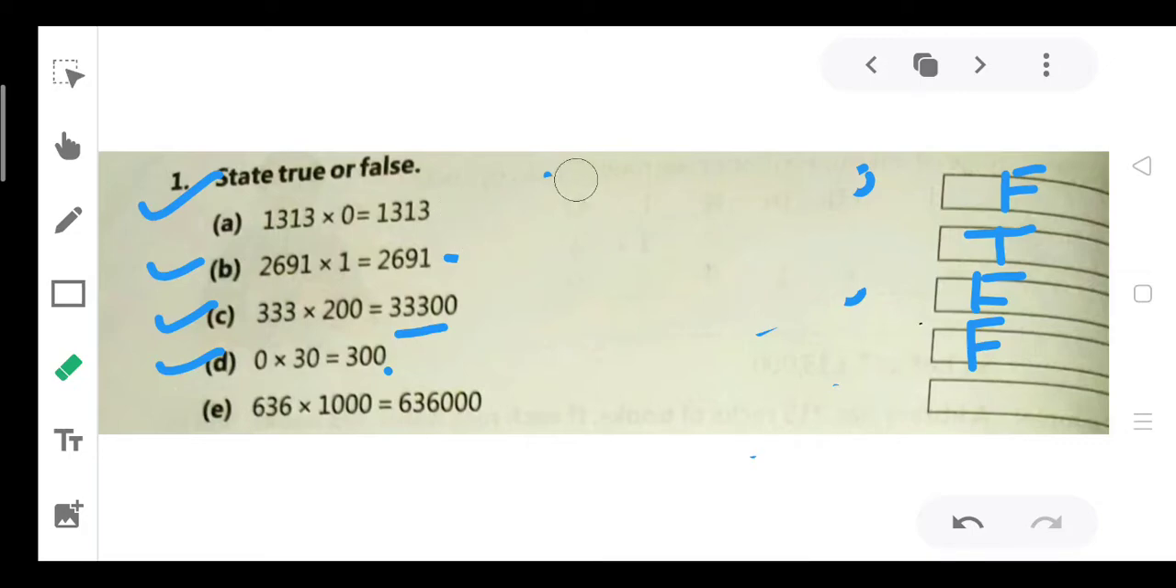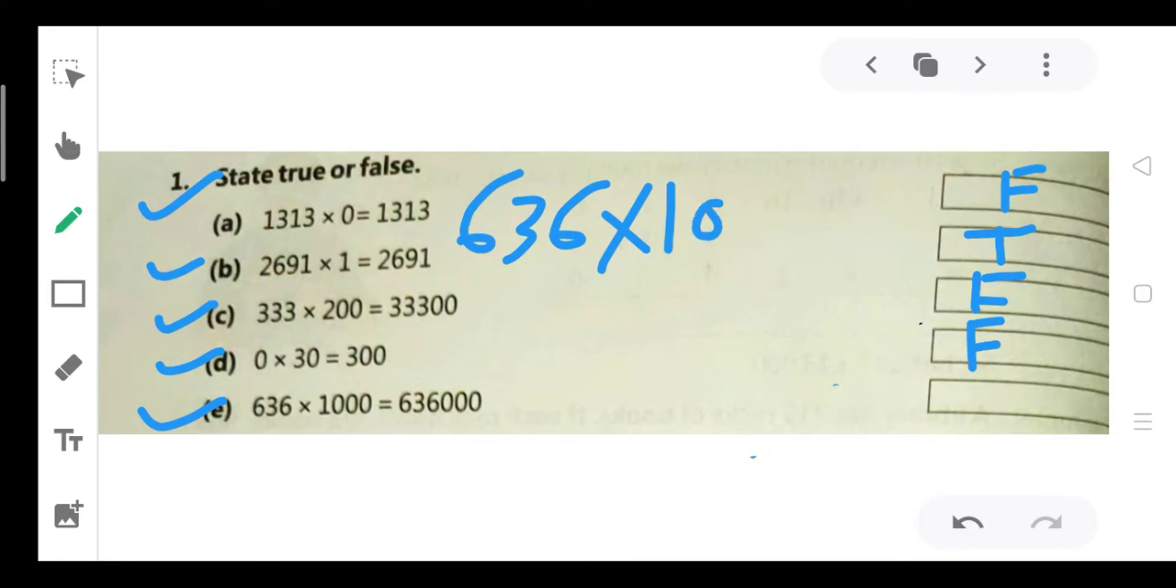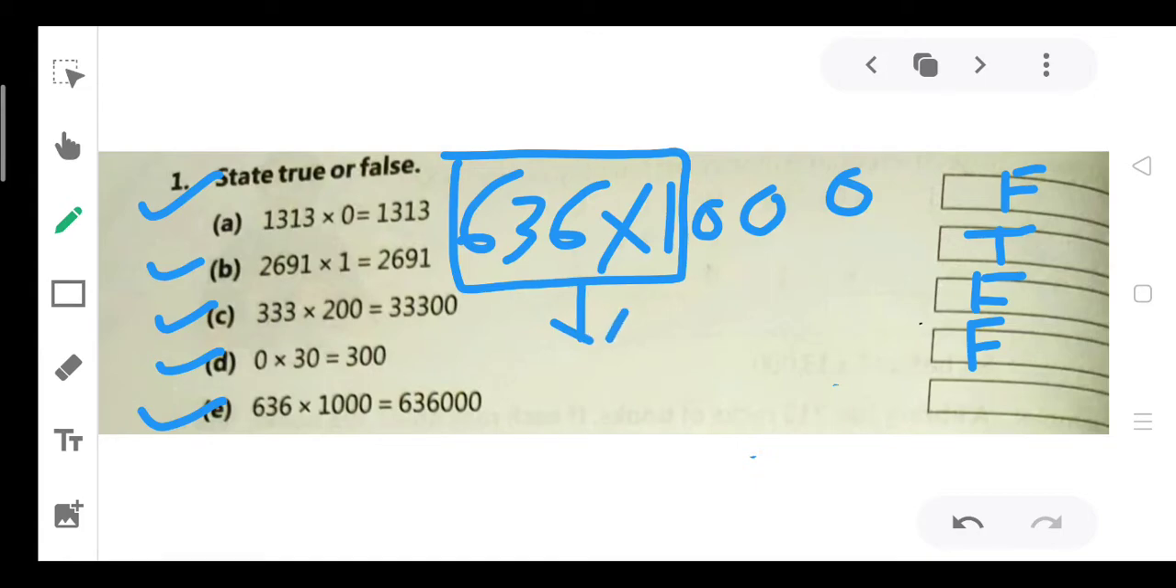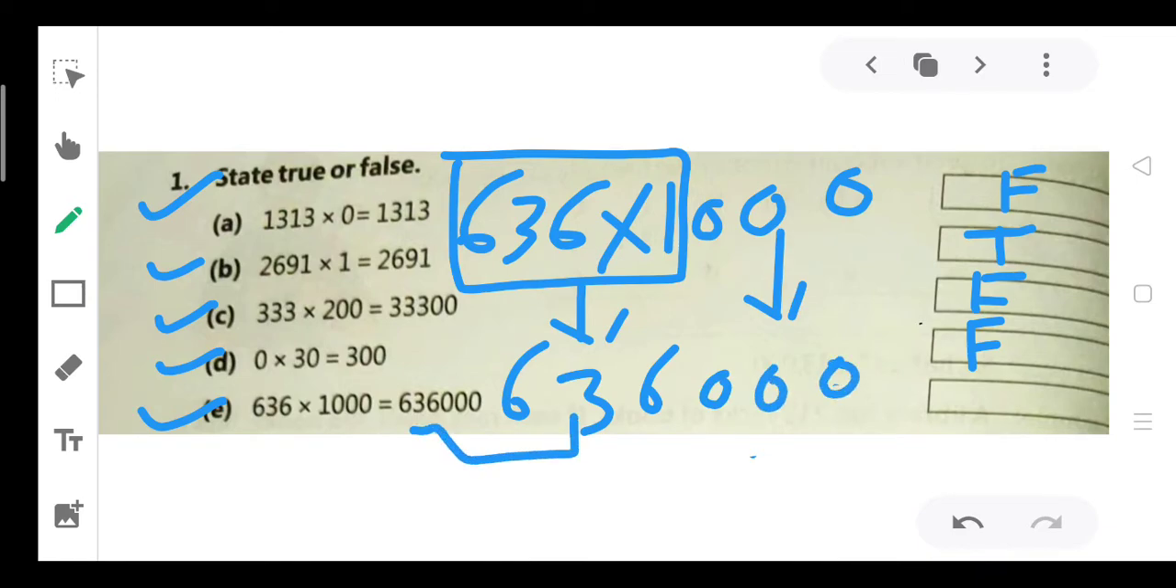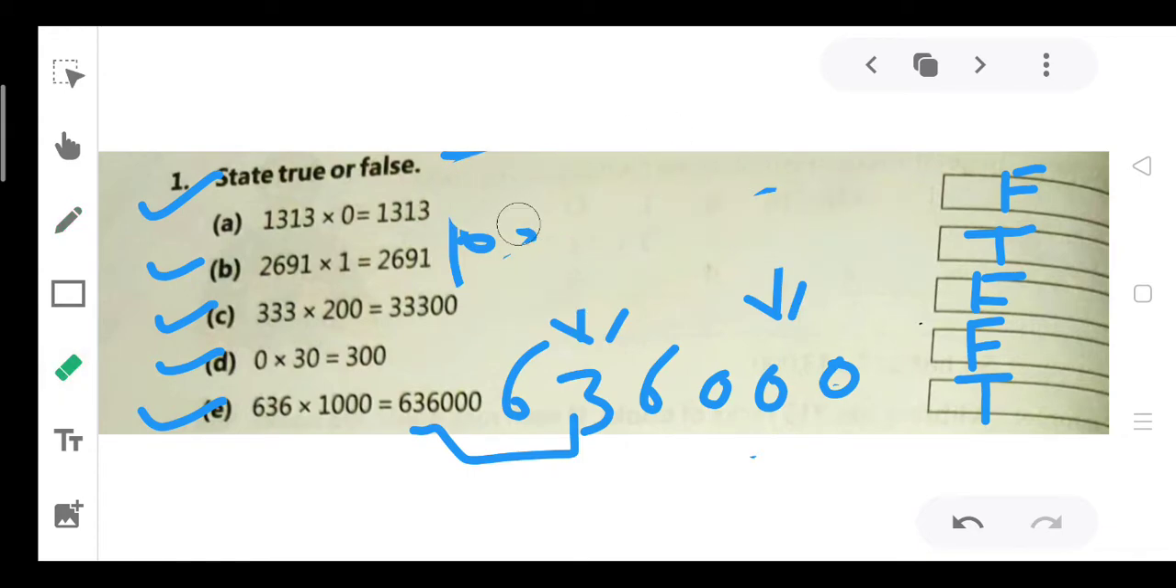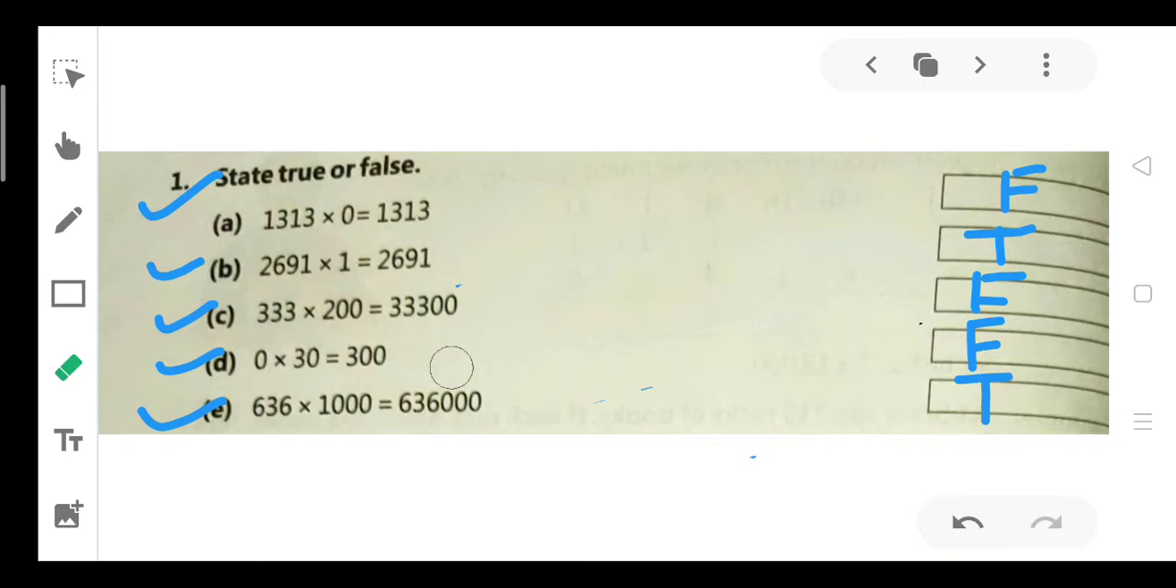Next, E part, 636 multiplied by 1000, is it 6,36,000? We will check. 636 multiplied by 1000, same rule, firstly multiply non-zero digits. When we multiply any digit by 1, the product is the same, and then we will put 3 zeros at the back. Yes, the answers are the same, so it is true. So in this way you can do question number 1.